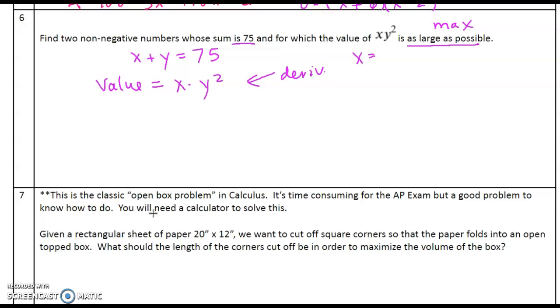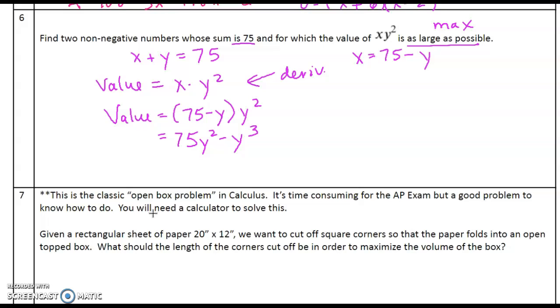So x equals 75 minus y. So our value is equal to, that's x, times y squared. Okay, this is still the original. So distribute. I mean, you got to pick your battles. I don't really like to do that much work if I don't have to. But I'm not scared of it. So now we want to maximize that value.